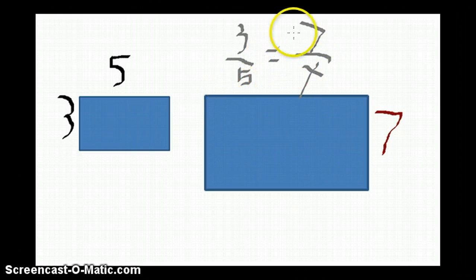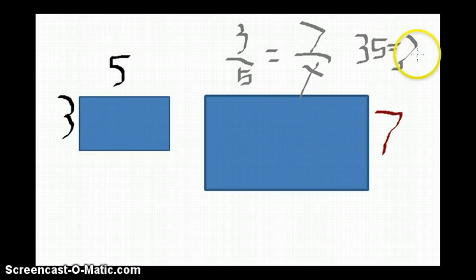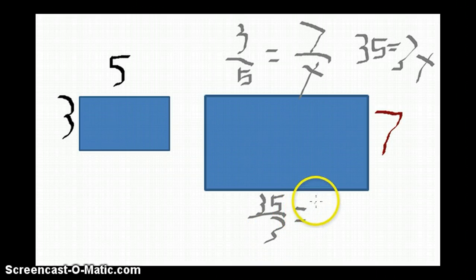So we cross multiply 5 and 7. We end up with 35 equals 3x. Now we're going to divide each side by 3, and we're going to end up with 35 over 3, which can reduce to 11 2/3.